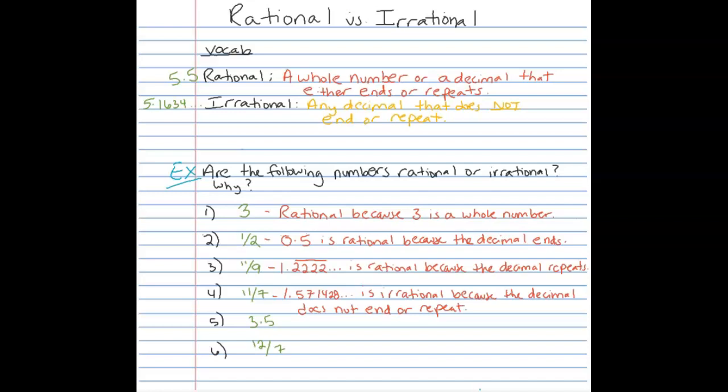That's it. So on your own, I want you to determine if 3.5 is rational or not. The same with 12 over 7. If you have any questions, please let Mr. Perry know. He's here to help.